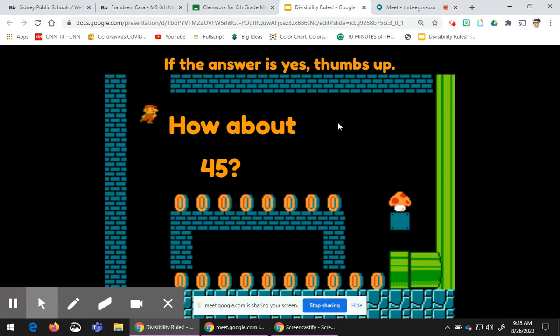Okay, number 45. The number 45, is it evenly divisible by 3? Yep, because 4 plus 5 is 9, and 9 will divide evenly by 3. In fact, 9 times what equals 45? 5, right? 3 times what equals 45? Does anybody know that set of factors?